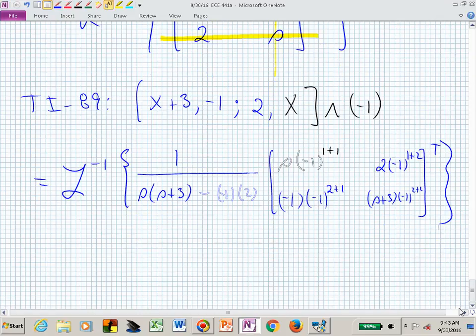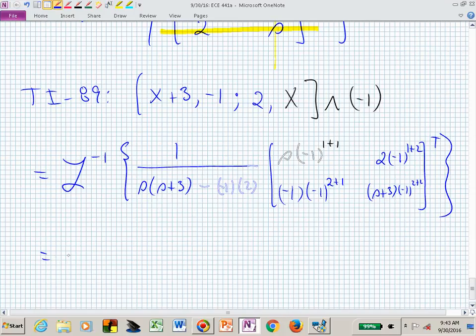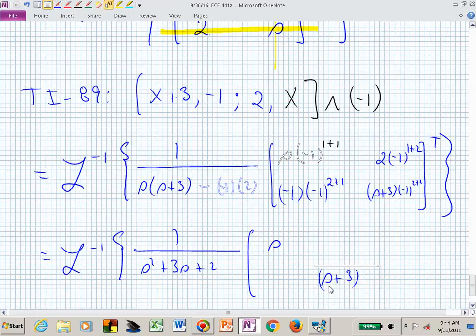transpose all of that. Meaning, I now have this equal to the inverse Laplace transform of S squared plus 3S plus 2, and transposing that matrix, I have S plus 3. The diagonals don't move when I transpose. The minus 1 in the 2, 1 entry is scaled by a minus 1. It pops up to the first row, so I now have a 1 there. And what happens to the 2? It's now minus 2, and I bring that down in the 2, 1 entry.